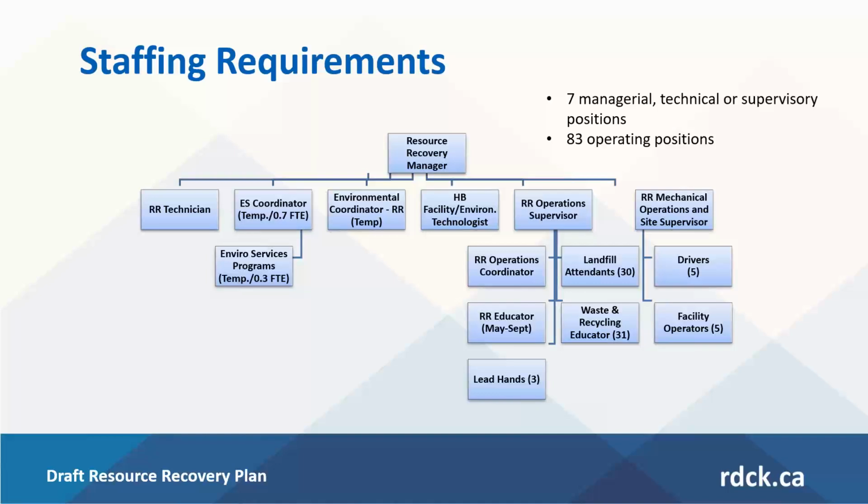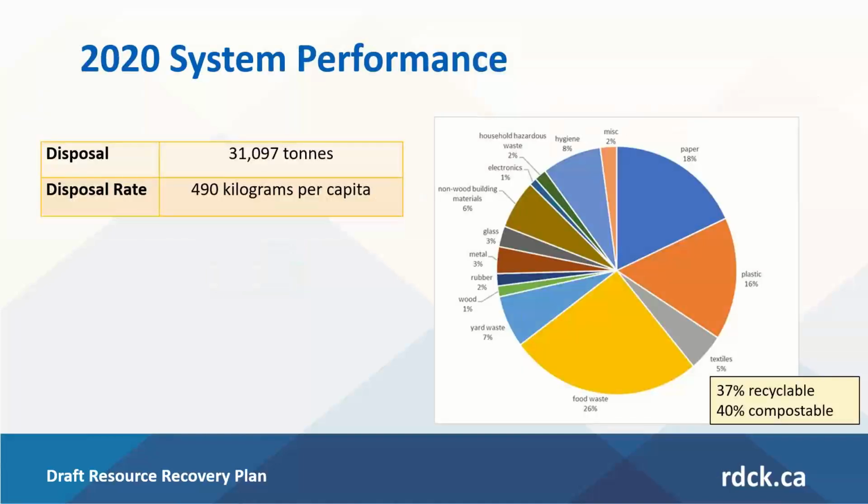The staffing requirements for the resource recovery system are significant. There are 7 managerial, technical, or supervisory positions and 83 operating positions. In 2020, the system disposed of 31,097 tons of municipal solid waste, which equates to a disposal rate of 490 kilograms per capita. The pie chart on the right shows that, based on waste composition studies, of what went into landfill, 37% was still recyclable and 40% was compostable. And the largest component going to landfill right now is still food waste at 26%.